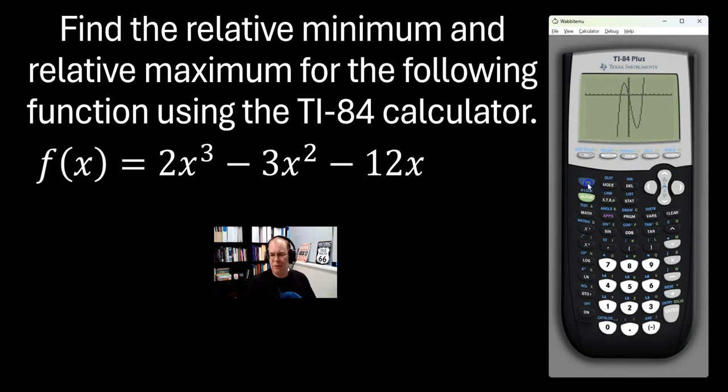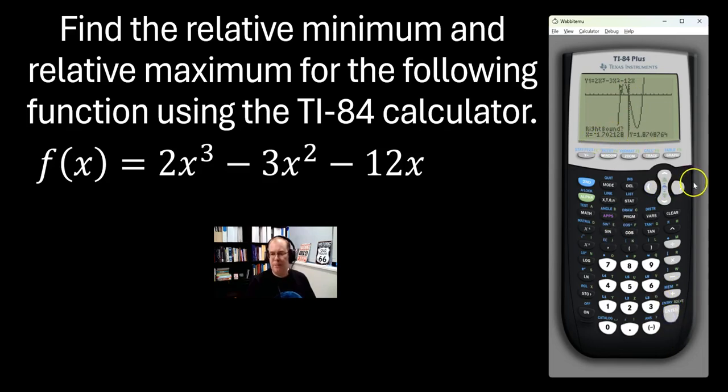Okay, so the way you do that, you go over to second calculate and you see maximum. So you're going to scroll down. Okay. So you can either select four directly or you can just scroll down and hit enter. Okay. So it's going to ask you for left bound. Okay. So you want to pick a point to the left of that turning point, specifically for the relative maximum. Okay. So I'm going to pick something over here. And so, okay. So hit enter.